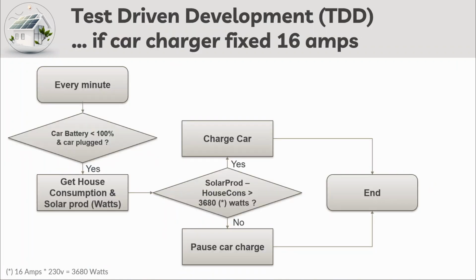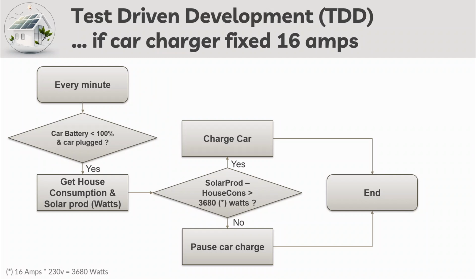Let's assume you have a basic car charger that allows you to charge your car at 3500 watts, which is, where I live, 16 amperes. And that would be the case if your car charger is not connected and you can just activate a relay through Home Assistant that starts the charge.